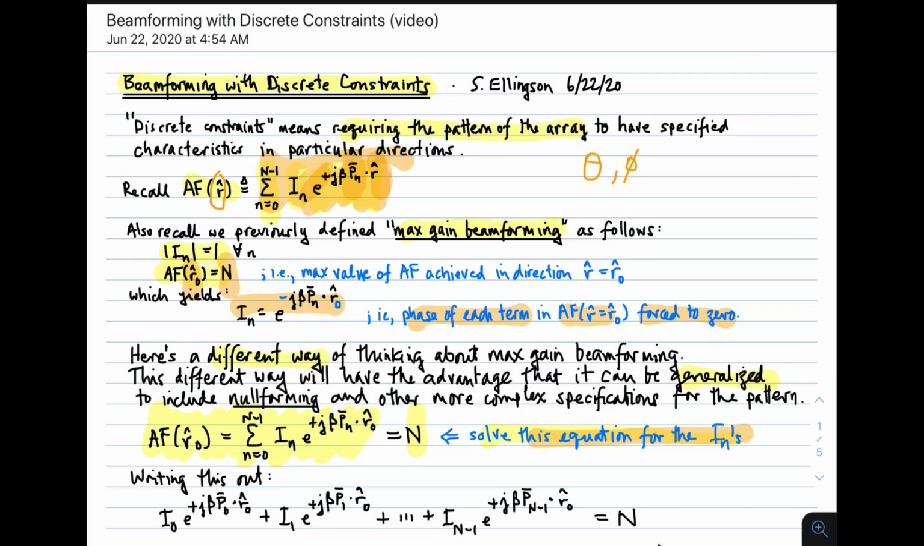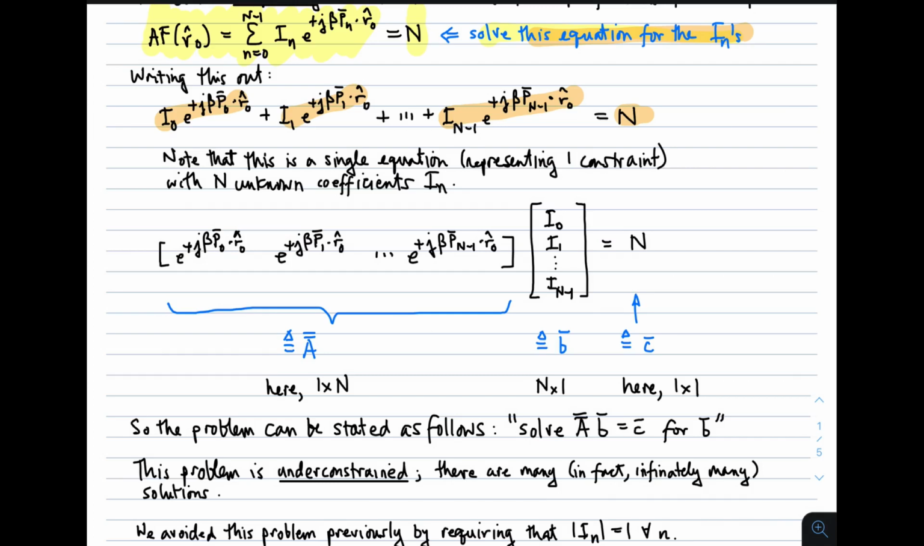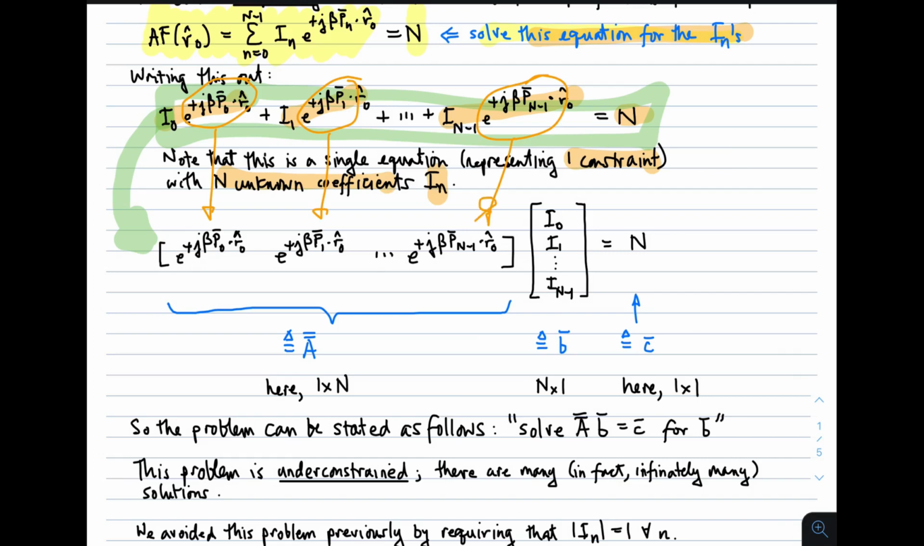Mathematically, let's think about this as solving this equation. And to get started here, we can write this out, right? We can write out each term in the series. There are n such terms, and we want these to add up to n. Now, this is a single equation representing just the one constraint, but with n unknown coefficients, namely the I sub n's. Now we rewrite this equation in matrix format. What we're going to do is take these phase factors and write them out as a row vector, and then take the currents and write them out as a column vector.